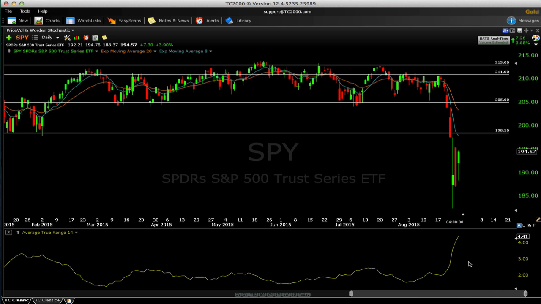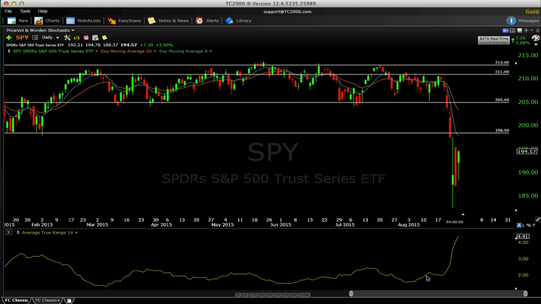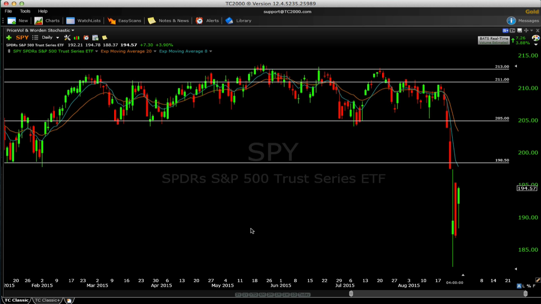Look at the average true range, how it's been accelerating to the upside. It's now at 4.41 for the S&P, for the SPY ETF, and that's up from basically $2 as it's been for most of 2015. So there's been a large expansion in the ranges, and just be aware of that, of course, as you're trading, if you're day trading or any type of trading, really. You just have to understand that things have shifted just a little bit.